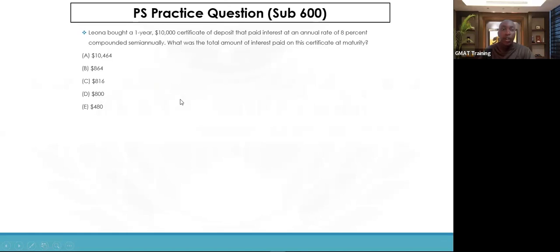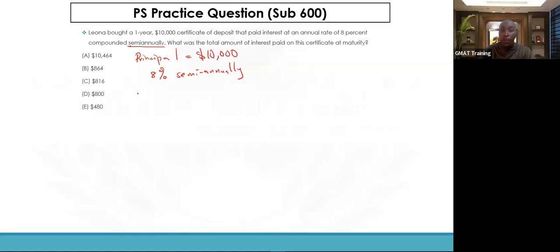All right, Leona bought a 1-year $10,000 certificate of deposit that paid interest at an annual rate of 8% compounded semi-annually. Note that this is semi-annually. What was the total amount of interest paid on this certificate at maturity? We have our principal as $10,000 at 8% semi-annually.